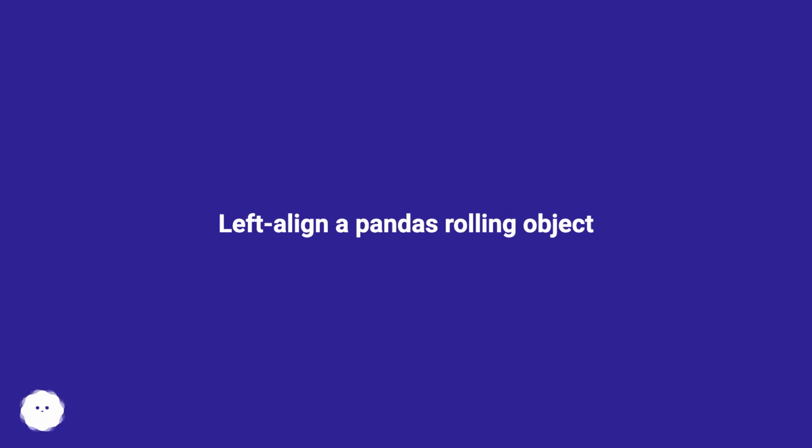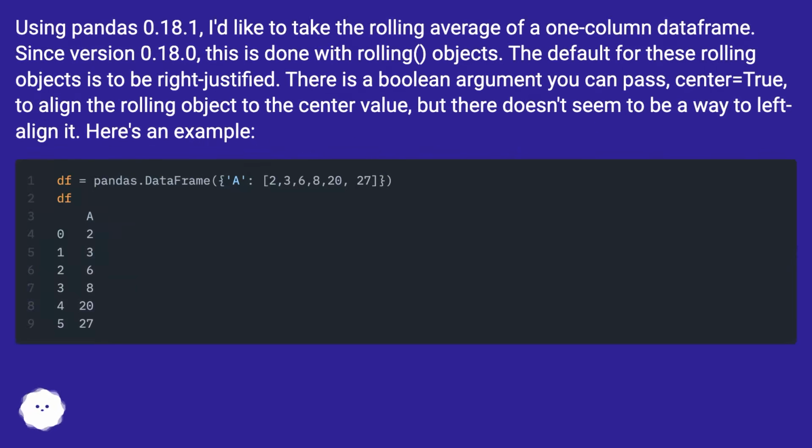Left align a Pandas rolling object. Using Pandas 0.18.1, I'd like to take the rolling average of a one-column data frame. Since version 0.18.0, this is done with rolling objects. The default for these rolling objects is to be right justified.